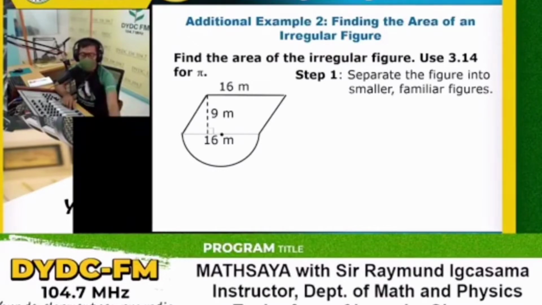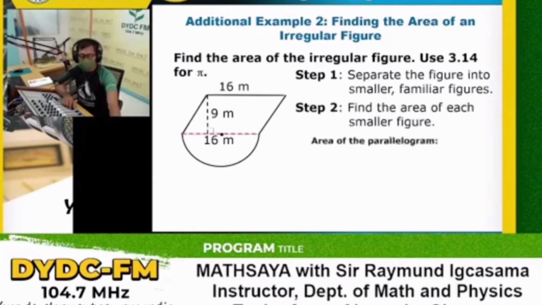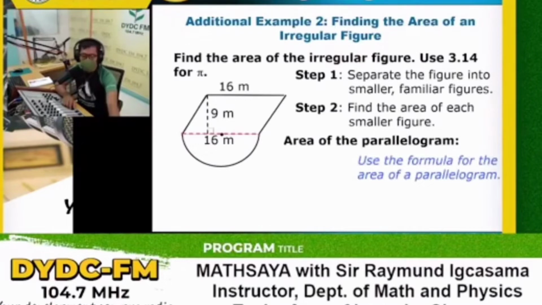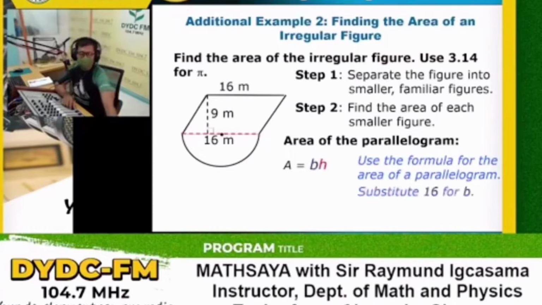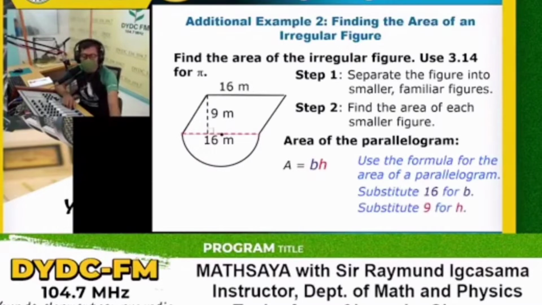If you get the sum of these areas, that would be the area of this irregular figure. So find the area of each smaller figure, starting with the area of the parallelogram. Use the formula for the area of a parallelogram, which is base times height. Substitute 16 for the base and 9 for the height. So the area would be 16 times 9, and that is equal to 144 square meters. That is only the area of your parallelogram.